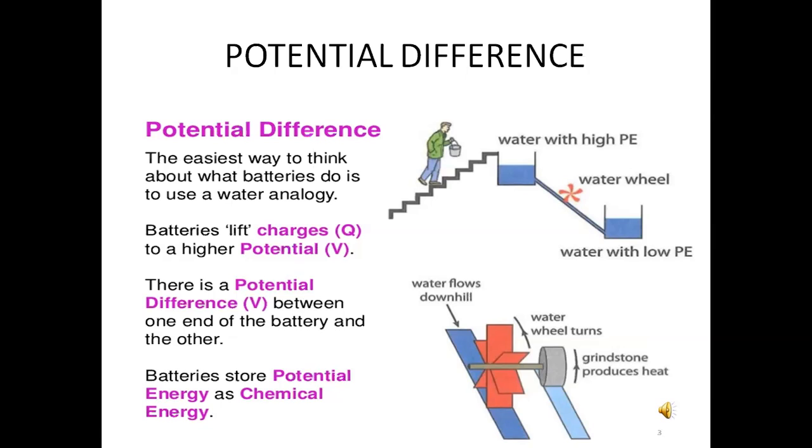The easiest way to think about what batteries do is to use a water analogy. Batteries lift charges Q to higher potential. Potential is denoted as V. Already we know that charge is denoted as Q. There is a potential difference V between one end of the battery and the other. So batteries store potential energy as chemical energy.